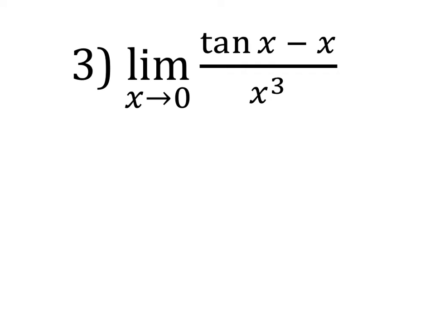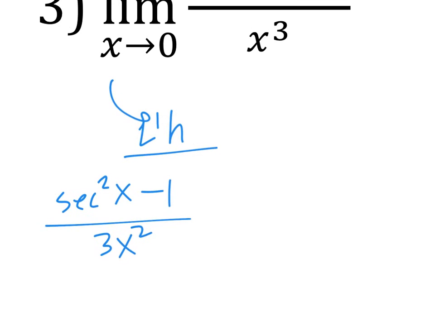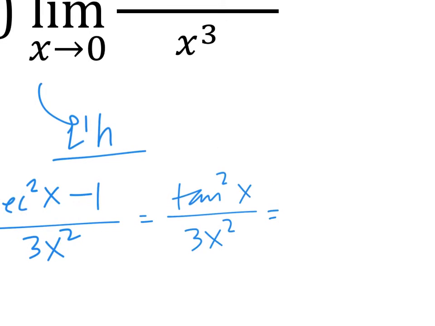All right, for the sake of time, let me just show you. So basically, this one, you're going to use L'Hopital. And then you get secant squared x minus 1 over 3x squared. If you put in 0 right now, you're still going to get 0 over 0. Okay, so secant squared minus 1 is tangent squared. 1 plus tangent squared equals secant squared. Okay, this is tangent squared is sine squared over cosine squared, right?